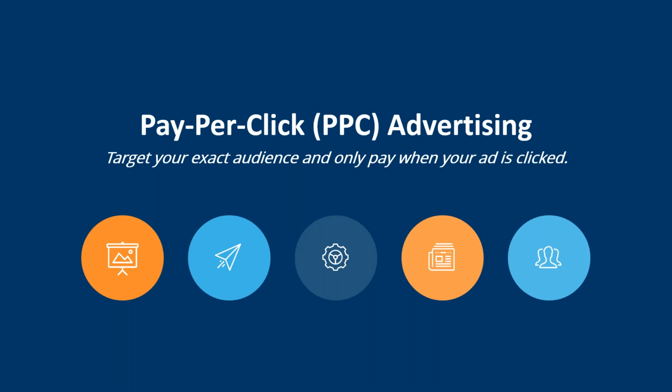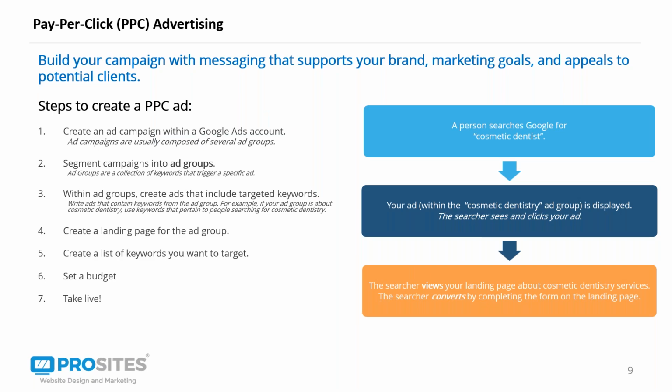So let's start with pay-per-click, since that's what comes up first on the results. With pay-per-click advertising, you basically create a campaign and then you have ad groups. For example, you might have a campaign for cosmetic dentistry. Within that, you can have multiple ad groups that depend on the keywords and what you're trying to promote. Within your cosmetic dentistry campaign, you might have an ad group for whitening, one for veneers, and one for cosmetic dentists generally.